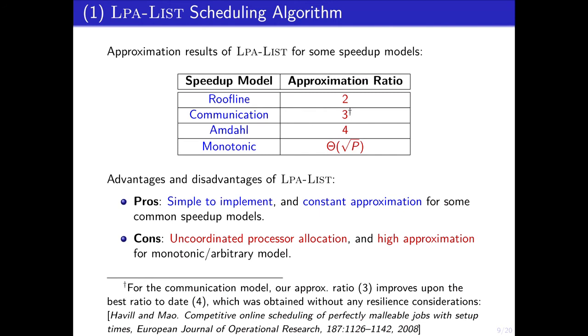The algorithm, however, has a relatively high approximation for the general monotonic model, in the order of root p, and this is due to its simple but uncoordinated processor allocation strategy, which we'll improve upon in the second algorithm.